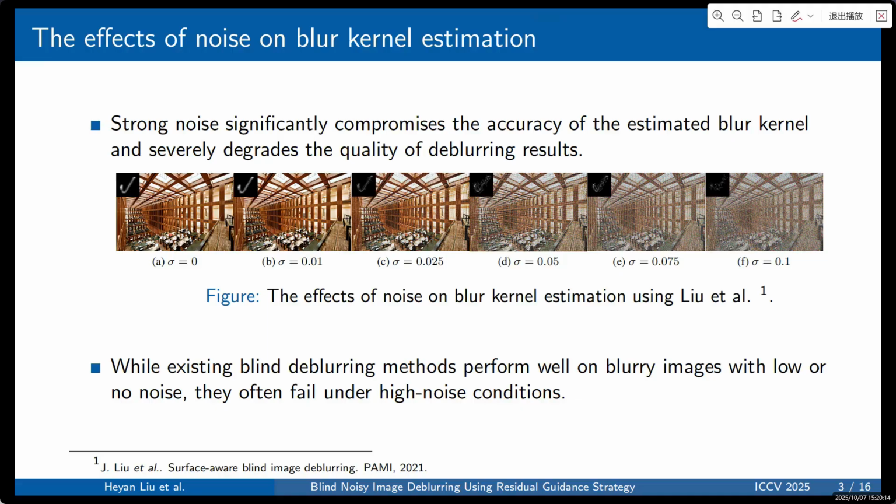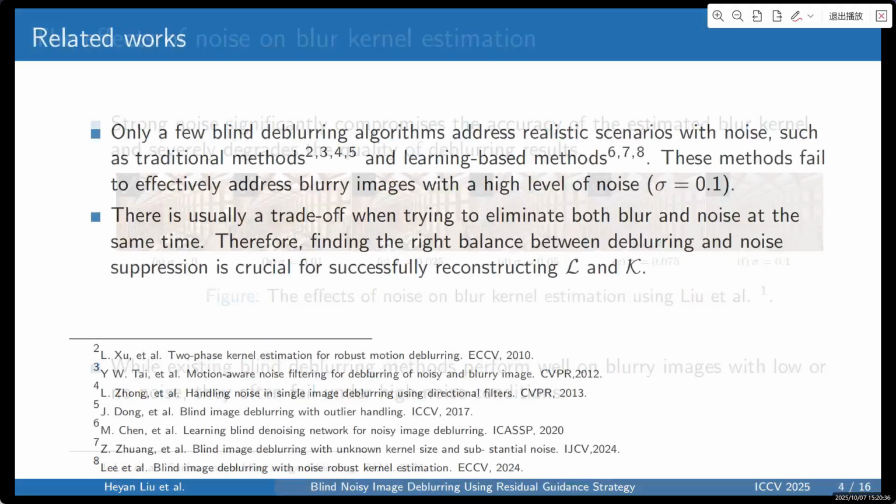As shown in this figure, the method by Liu et al. completely fails when the noise level increases, especially when sigma is 0.05 or higher. The estimated kernels either collapse or become very inaccurate, which leads to unsatisfactory results.